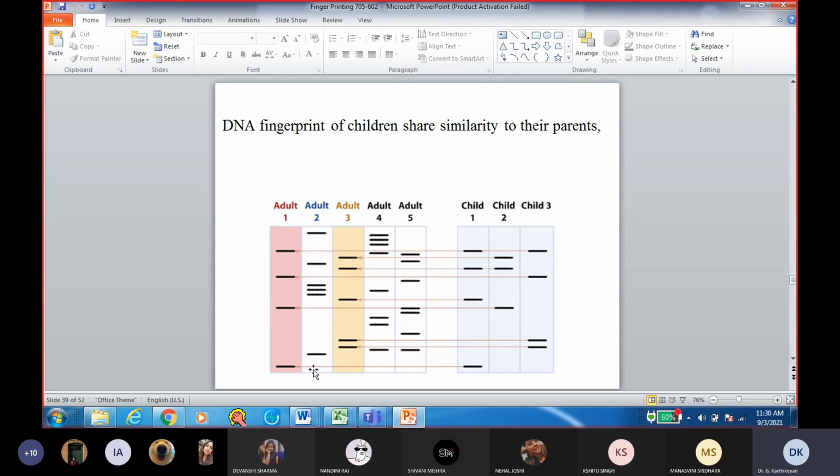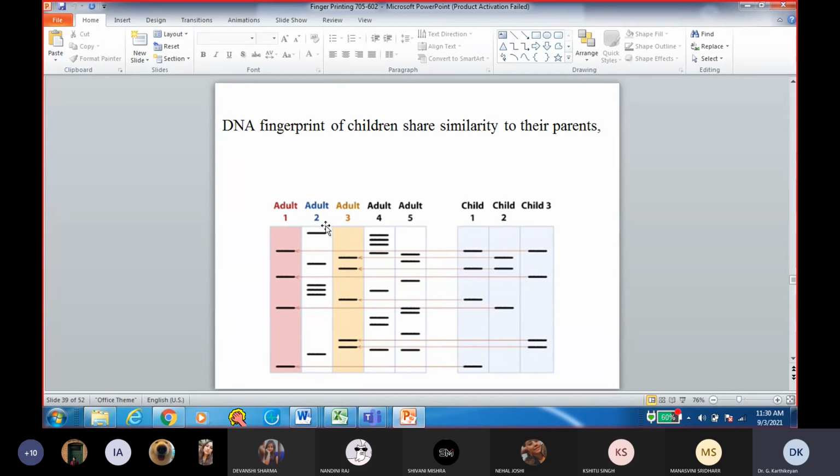Child 1, on the other hand, you will see only with adult 1. Okay. I'll give you the exact details maybe a little later. But actually what you see here is a mix of adults and children, and looking at the fingerprint, you will be able to identify which of them could be the parents.